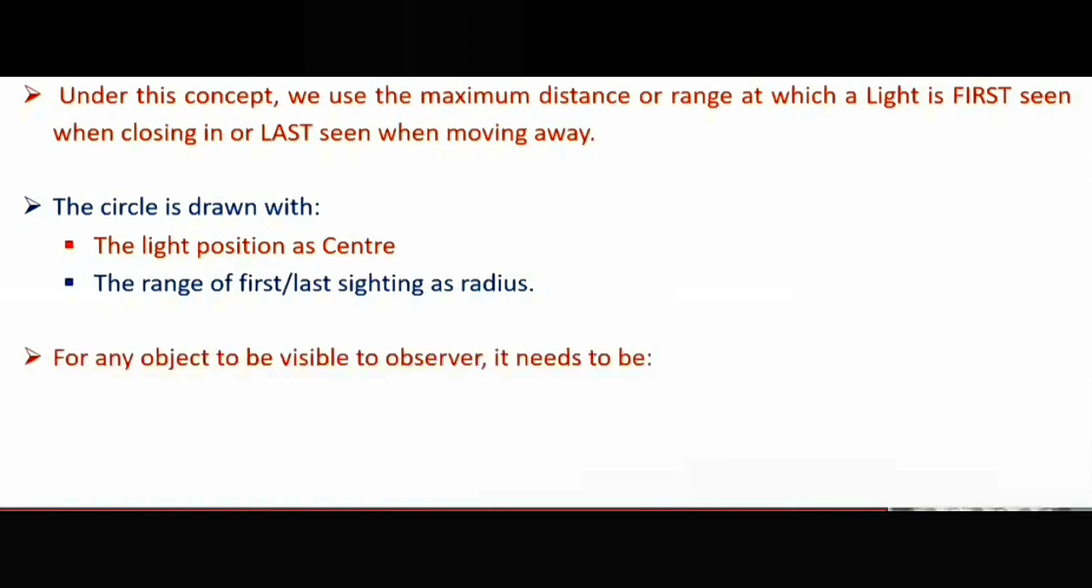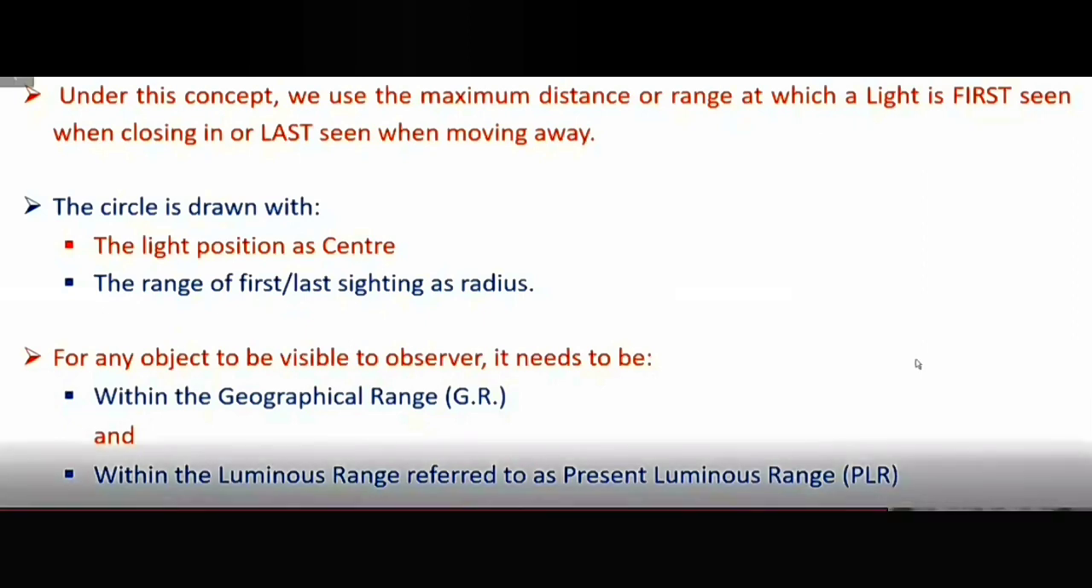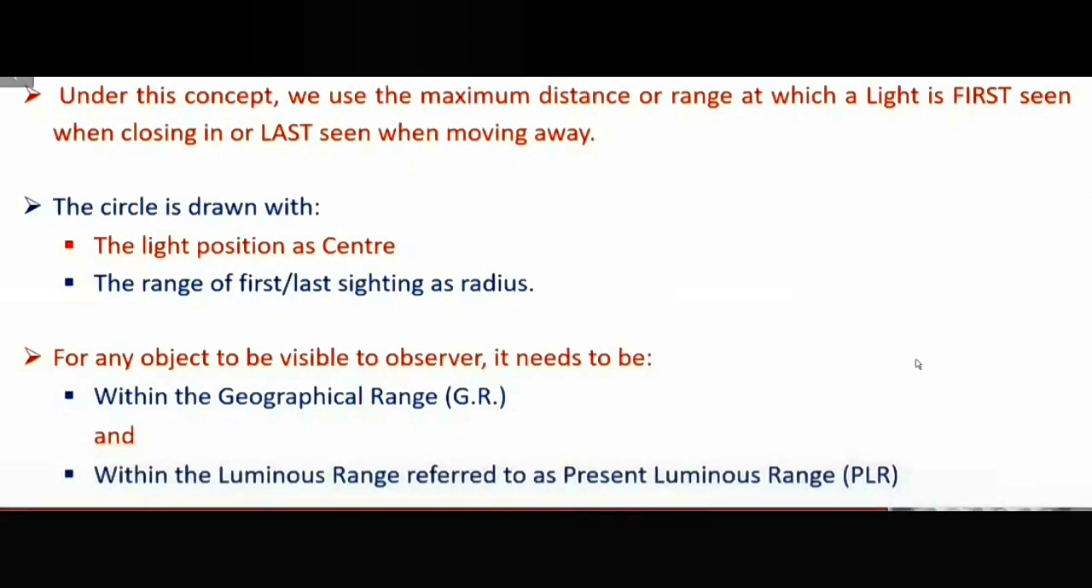For any light to be visible to the observer, it needs to simultaneously satisfy the following conditions. One, it must be within the geographical range of the observer, and two, the observer should be within the luminous range of the light, referred to as present luminous range. So just go through these points one by one. Let me know any doubts coming to mind.